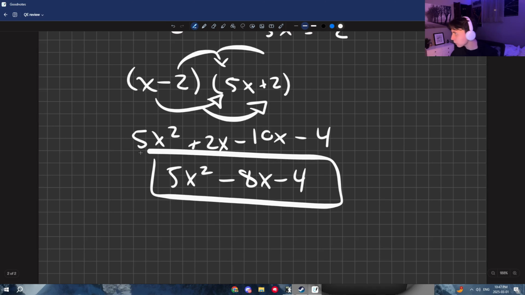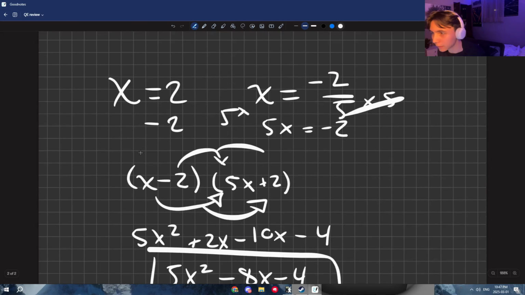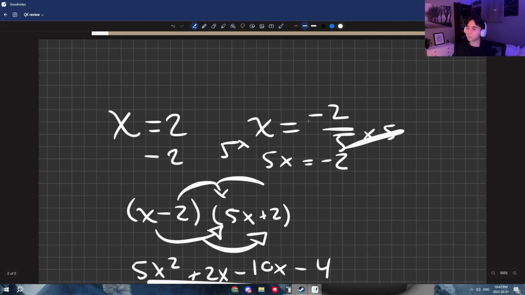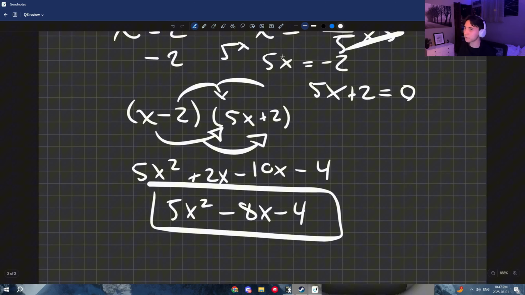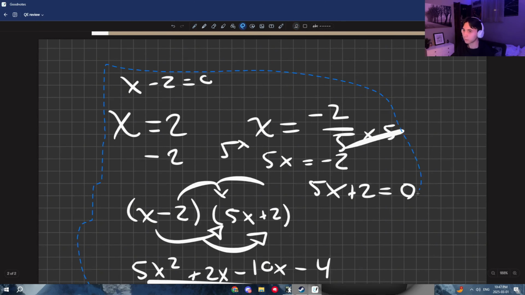So it's very simple. All you're doing is just isolating, making one side equal to 0. So in this case, we have 5x minus 2 is equal to 0, or 5x plus 2 is equal to 0, and then x minus 2 is equal to 0. So you're just doing the opposite. And this is just applying what you kind of know and then FOILing it.